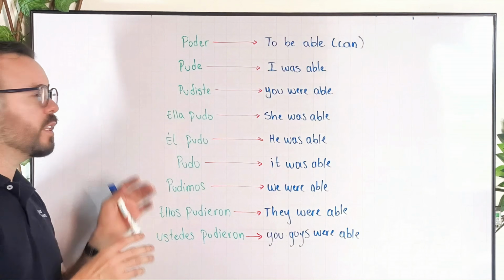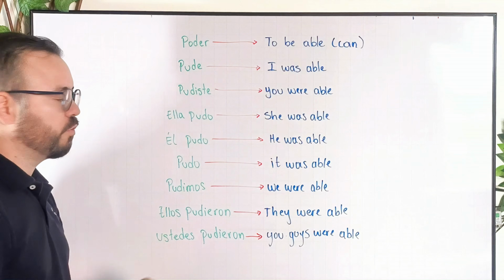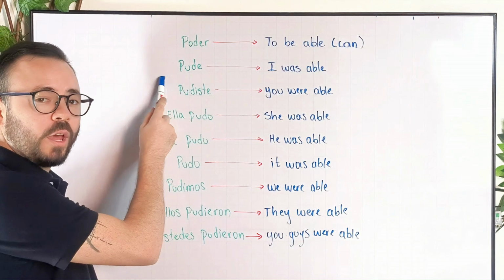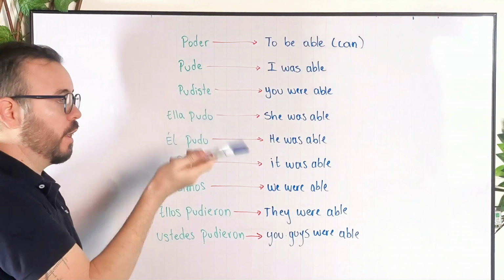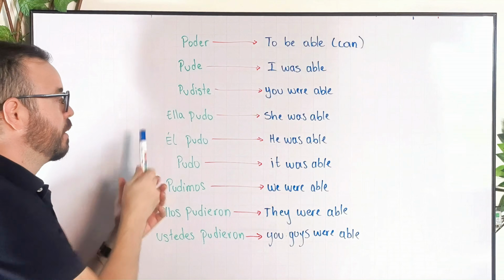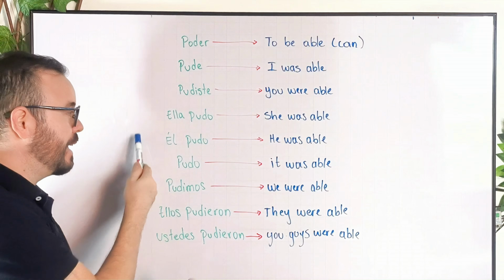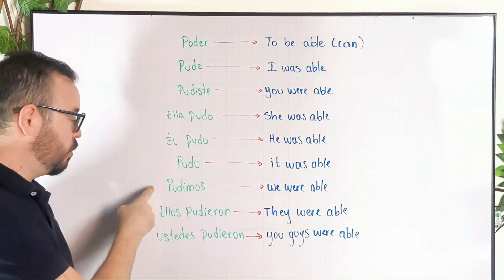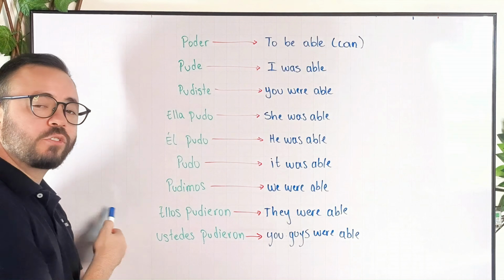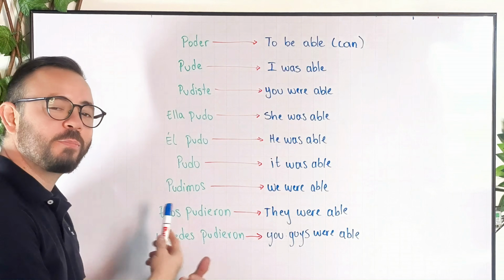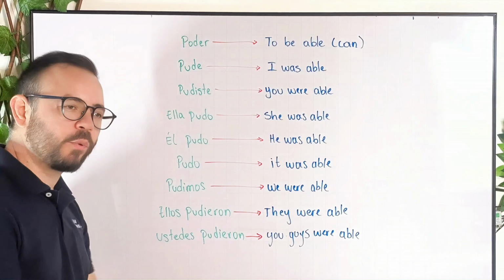Okay, now let me say all of them again so you can hear the pronunciation. You can repeat after me just to practice, okay? So in this case, pude, okay, I form, pude. This one, pudiste, pudiste. This one, ella pudo, él pudo, and pudo, right? This one is pudimos, ellos pudieron, right? Pudieron, ellos pudieron, and ustedes pudieron, okay?